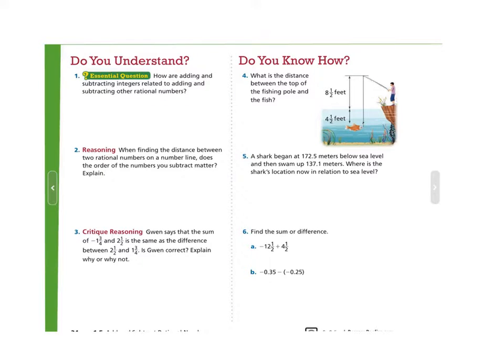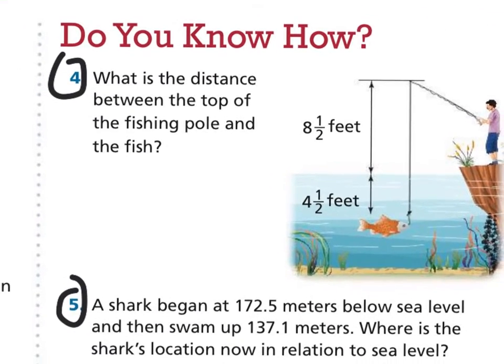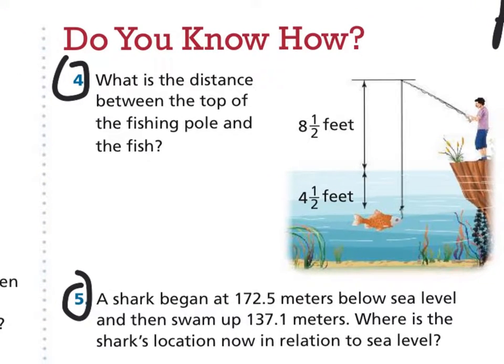Continuing our lesson on adding and subtracting rational numbers. This is on page 34. And we're going to look at number 4. So number 4 on the "Do you know how?" What is the distance between the top of the fishing pole and the fish?